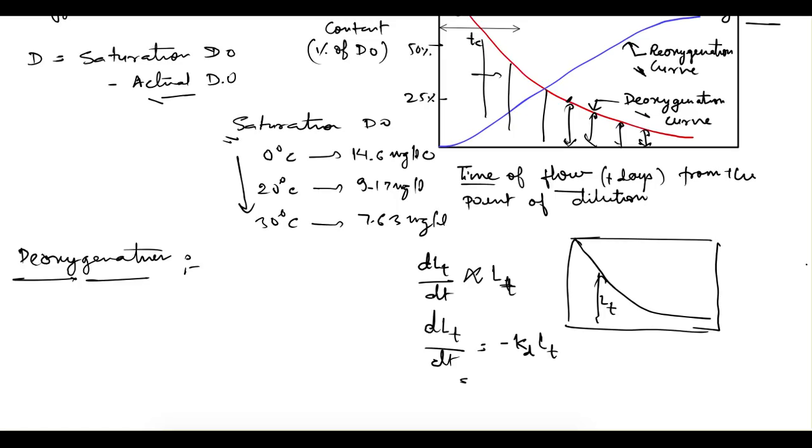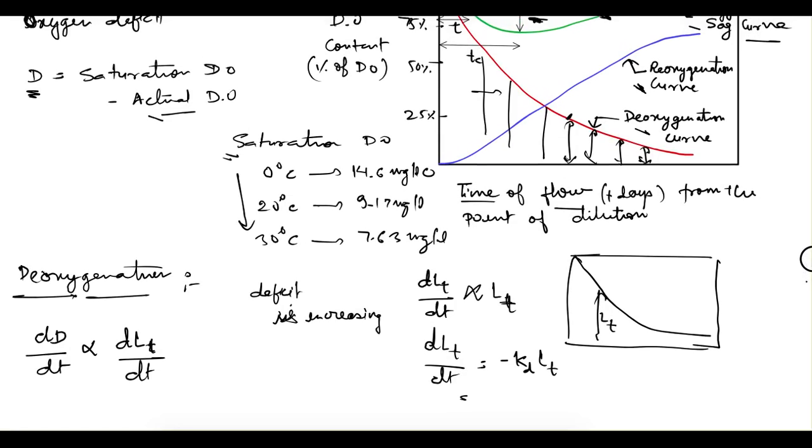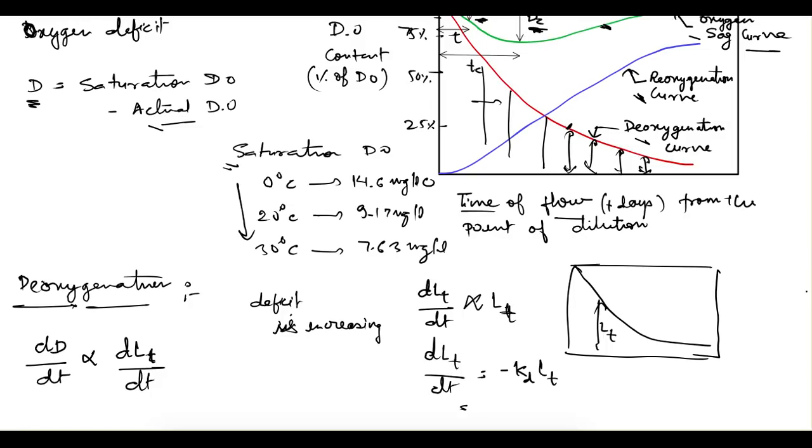Now let's say D, as I said, is the oxygen deficit. We can say the rate of change of this oxygen deficit is proportional to the rate of change of this organic matter. Now let's understand this. Let's say oxygen deficit is increasing. Then what will happen with this organic matter? If deficit is increasing, it means more and more oxygen is being consumed. That's why deficit is increasing.